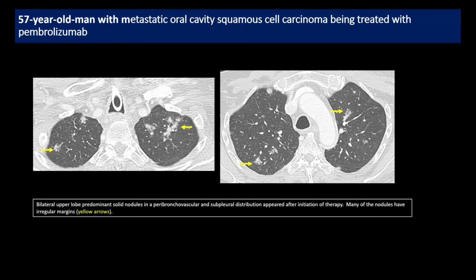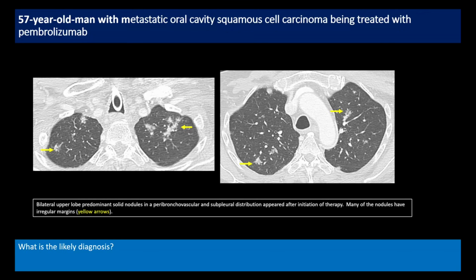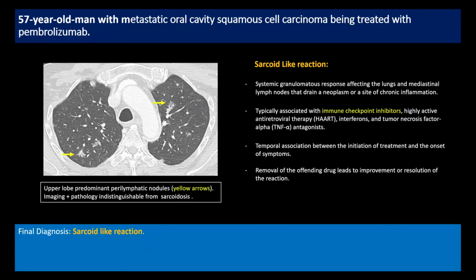This, combined with the history of the therapy that was given to the patient, should make you think about sarcoid-like reaction, which can occur in patients being treated with immune checkpoint inhibitors such as pembro, but also other therapies like HART therapy, interferon therapy, and TNF-alpha antagonists. Sarcoid-like reaction is basically a systemic granulomatous response that affects the lungs and also at times will affect the lymph nodes that are draining that neoplasm or at a site of chronic inflammation.